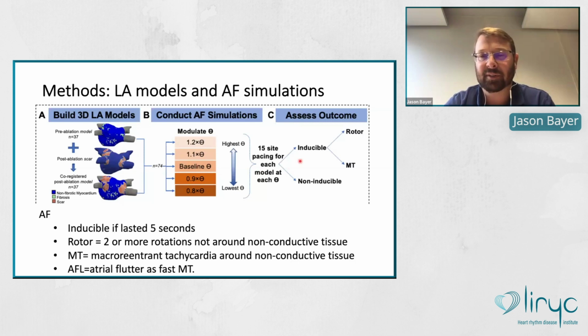And it's inducible if for 5 seconds the arrhythmia persists. And then they do a second classification that if you have an arrhythmia for 5 seconds, if it has 2 or more rotations around a non-conductive tissue area, they call it a rotor. And they call it macroscopic tachycardia, reentrant tachycardia, if you have an anchor site. So, for example, around the mitral valve or around one of the veins. And atrial flutter is basically the same as the macro reentrant tachycardia. It's just that it has a fast frequency. So they're really only classifying two different types of arrhythmias.